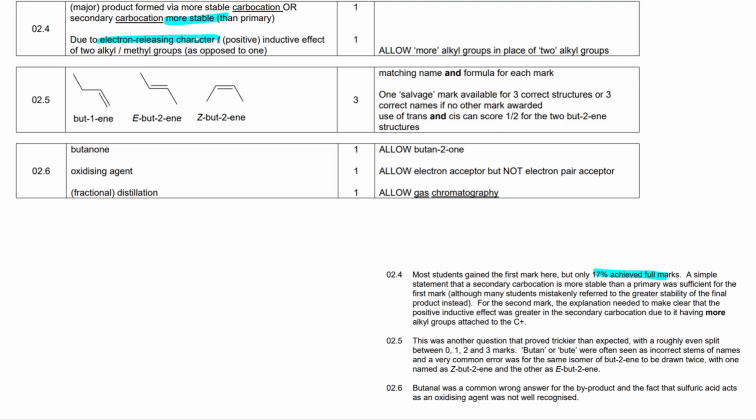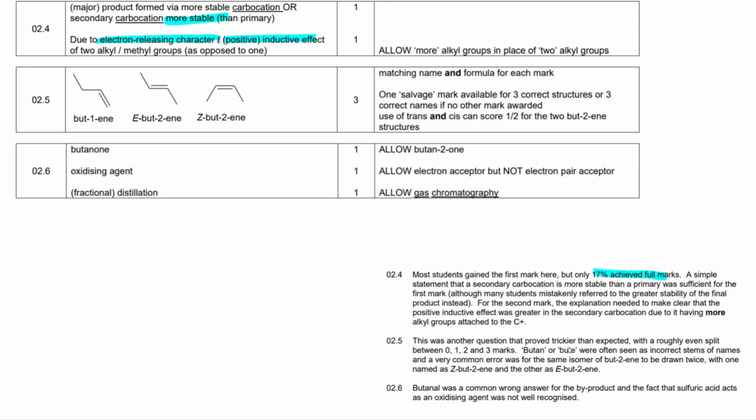Just remember this whole electron releasing character of the alkyl groups, or alternatively positive inductive effect right here. Now, obviously, the more alkyl groups are attached, the more adjacent alkyl groups you have, the greater this electron releasing ability is going to be onto the carbocation.